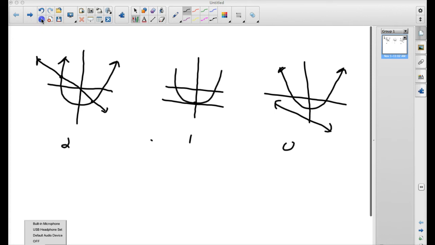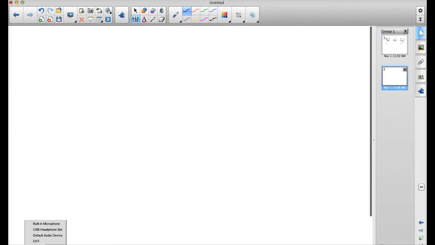So what we're going to do is solve some systems and see what we can come up with. The first problem we're going to do is number 8 on page 599, and it says to solve the system by graphing. So we have y equals x squared plus 1 and y equals x plus 1.